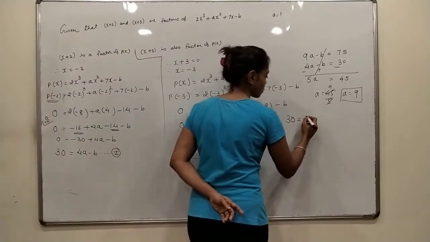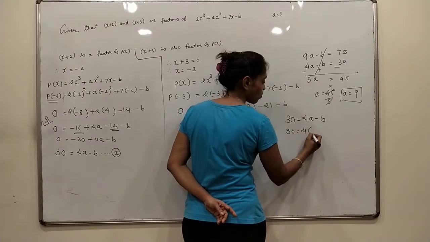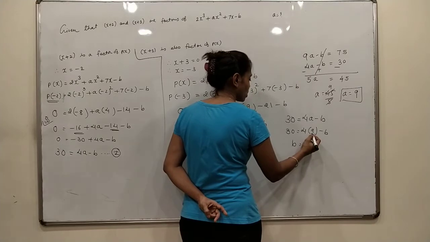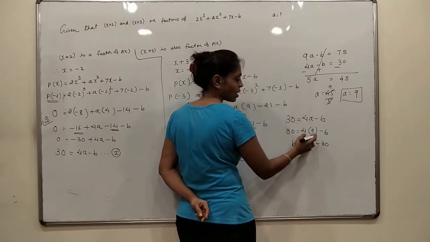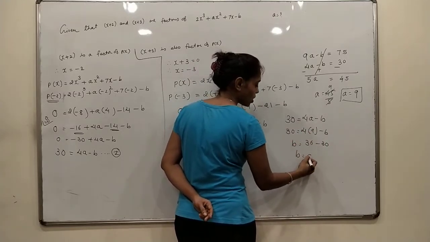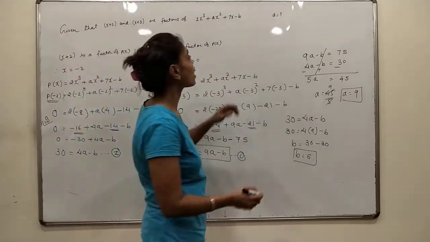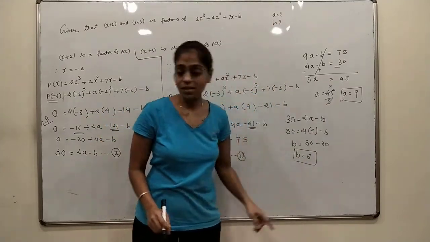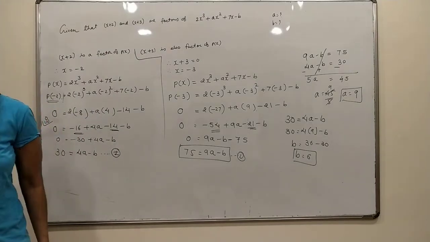Now substitute the value a is 9 in any equation. Put it in equation number 1: 30 equal to 4a minus b. 30 equal to 4 times 9 minus b. 9 4s are 36, b goes to this side and 30 to the other side, so b equal to 6. Then you have to find the value of A and B. So A is 9 and B is 6. Let me check the answer.